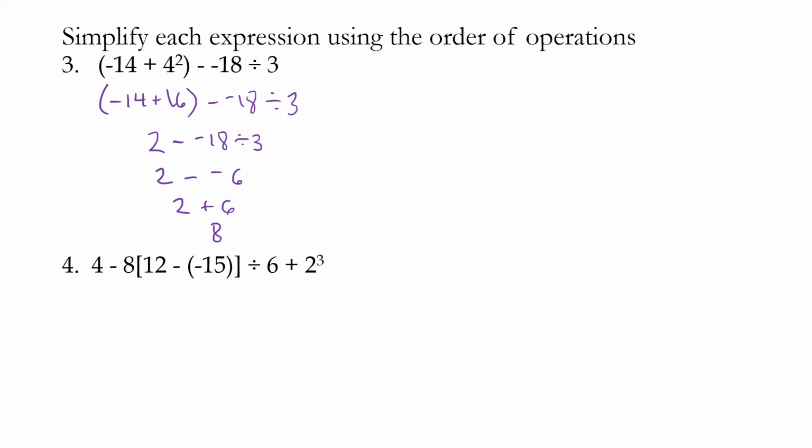Looking at number 4, I do have parentheses, so I'm going to do what's inside the parentheses. So I have 4 minus 8, parentheses, keep change opposite, this becomes a plus, this becomes a positive, and 12 plus 15 is 27. So times 27, divided by 6 plus 2 to the third.